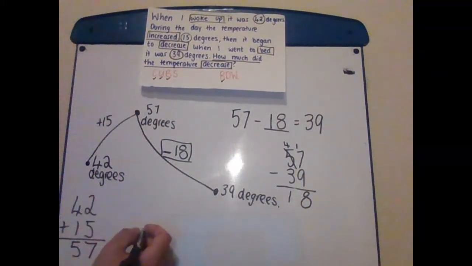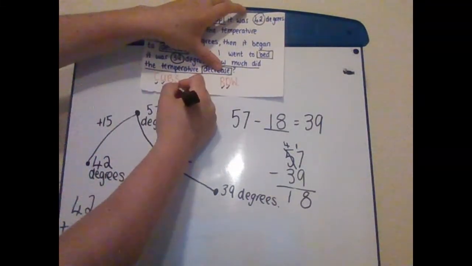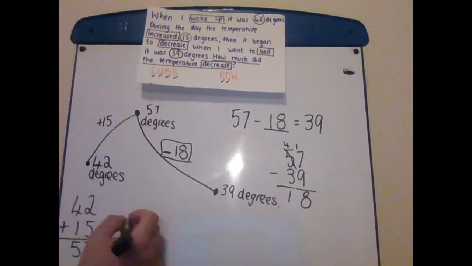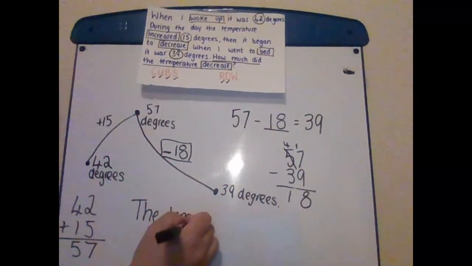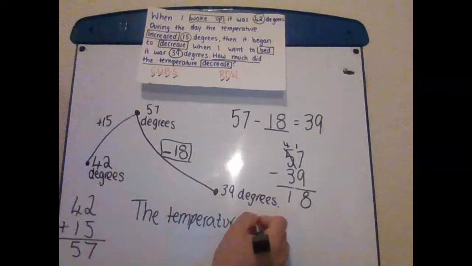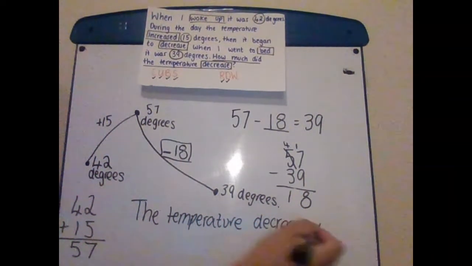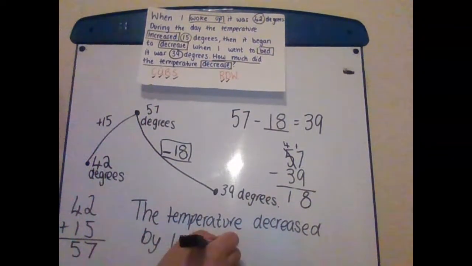So I can write my strategy, write my solution. I've drawn my solution. I've solved. I have an answer. Now I can write it. How much did the temperature decrease? The temperature decreased by 18 degrees.